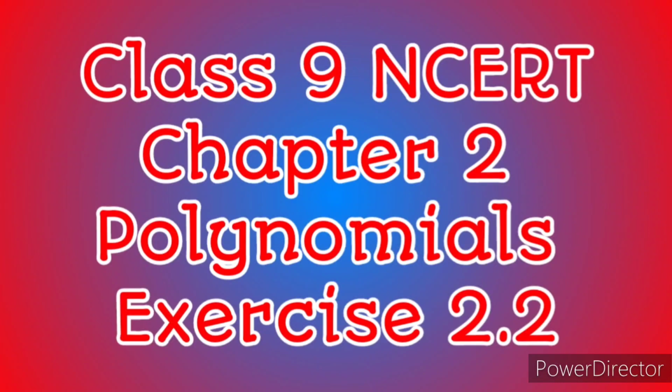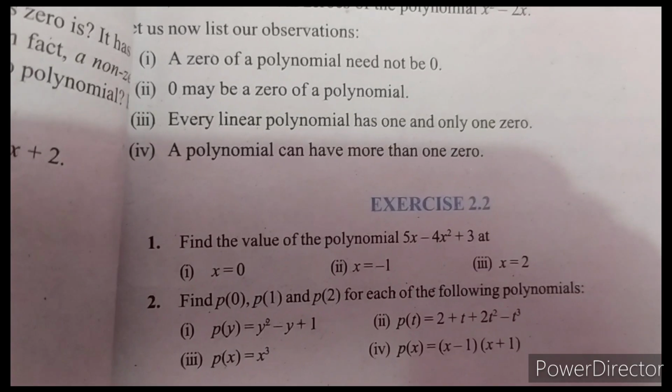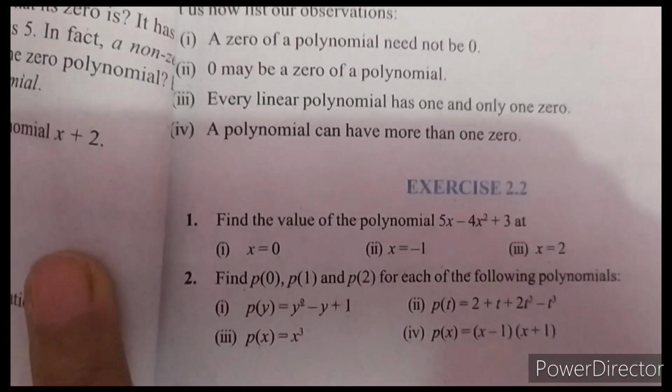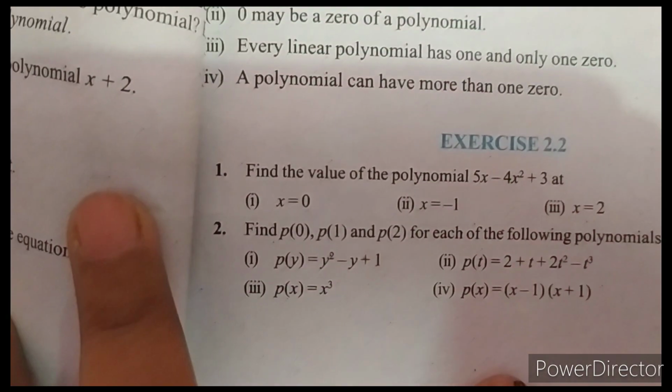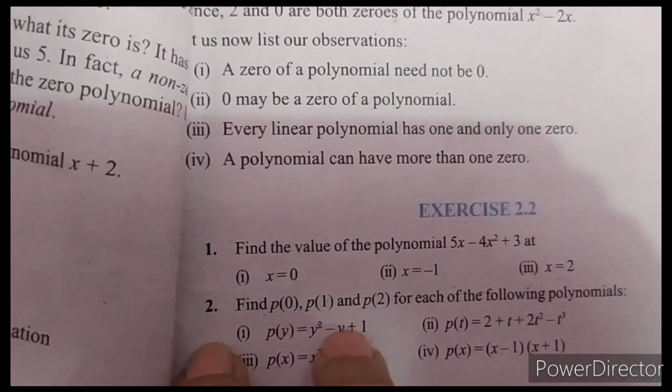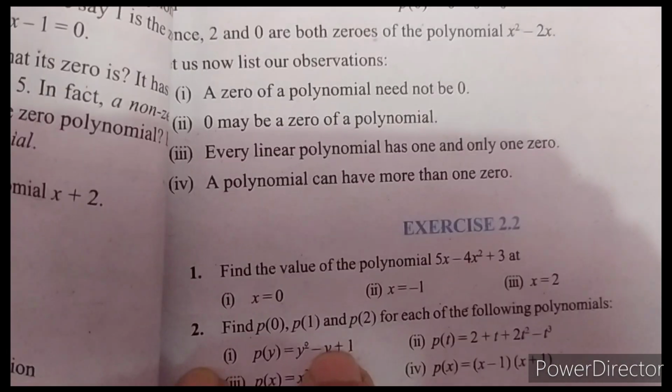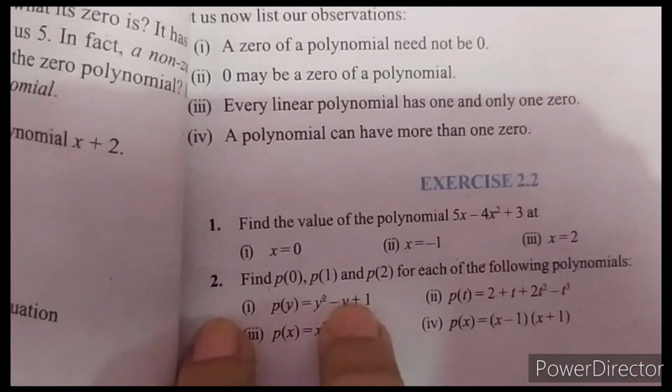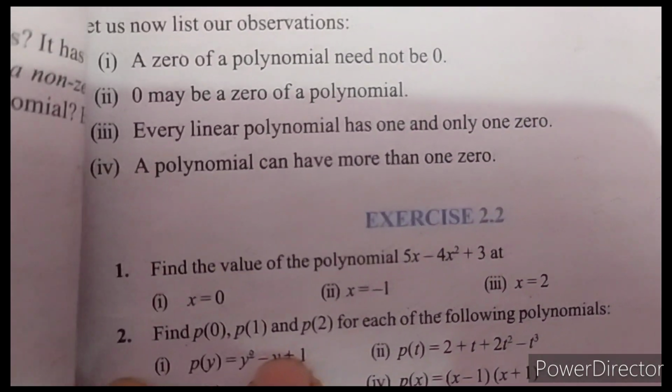Dear students, in this video I will deal with exercise 2.2 of chapter 2, that is polynomials. Question number 1 is: find the value of the polynomial 5x² − 4x² + 3 at three different values, that is x equal to 0, x equal to −1 and x equal to 2.